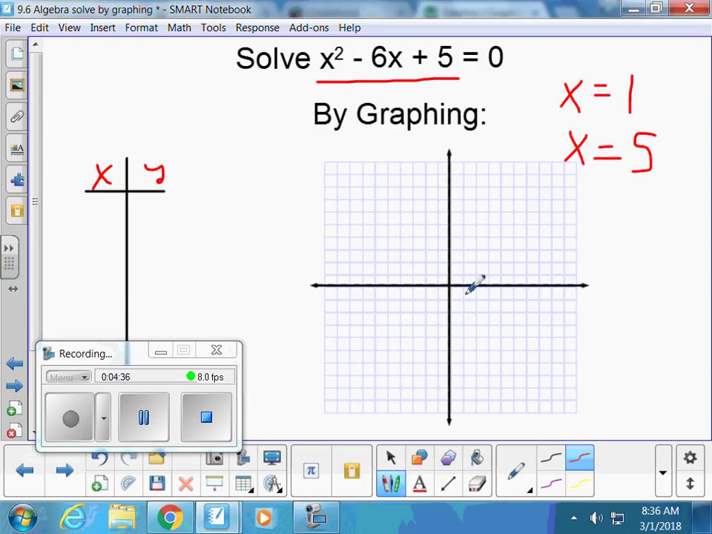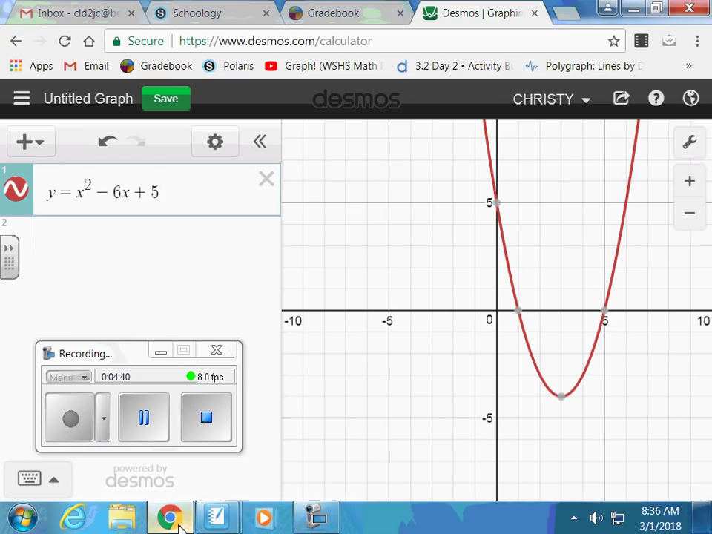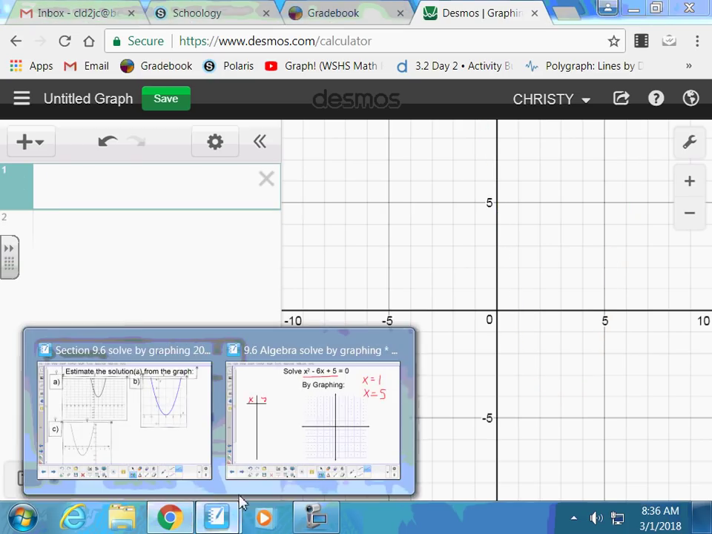Okay. And I can do a quick sketch if I want to, but I'm not going to worry about it because we saw it on the Desmos. Okay, there it is. Pretty cool. I'll clear this out for my next example.